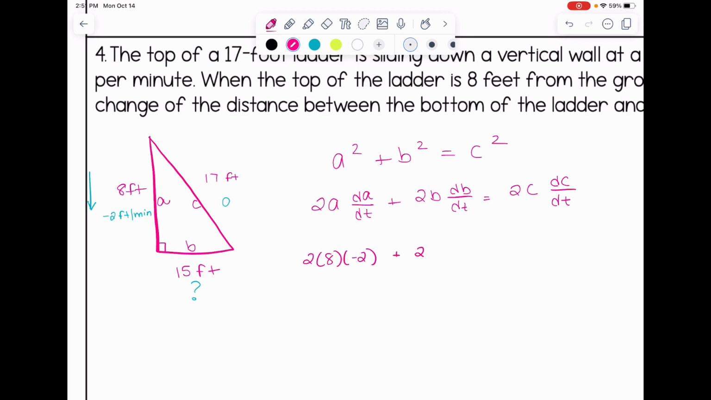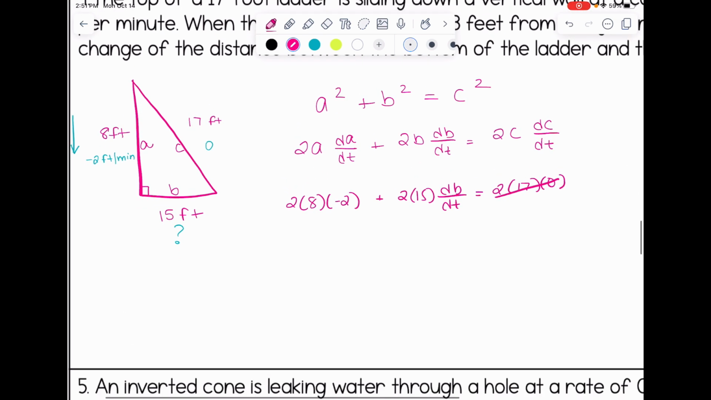Okay, so I'm plugging in for each of these variables. B, 2 times 15. I do not know what dB/dt is. That's what we're trying to solve. 2, 17, and 0. And we can see that that's all going to equal 0 in the end. All right, let's clean this up a little bit. So we have -32 plus 30 dB/dt is equal to 0.